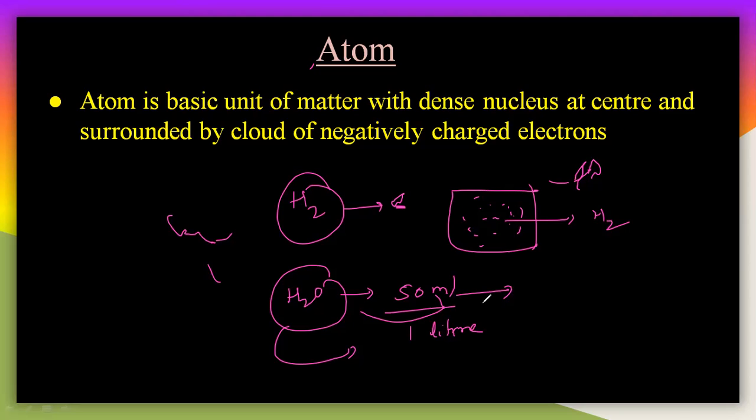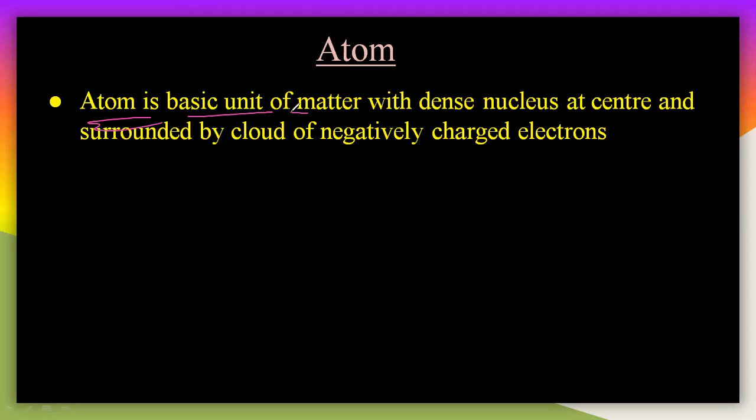So like that you have to understand here. So what is an atom? An atom is a basic unit of matter with a dense nucleus at the center, surrounded by a cloud of negatively charged electrons. So you can see here, the atom is a basic unit of matter.